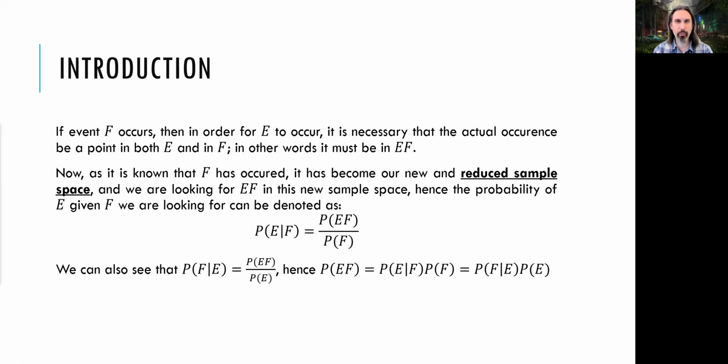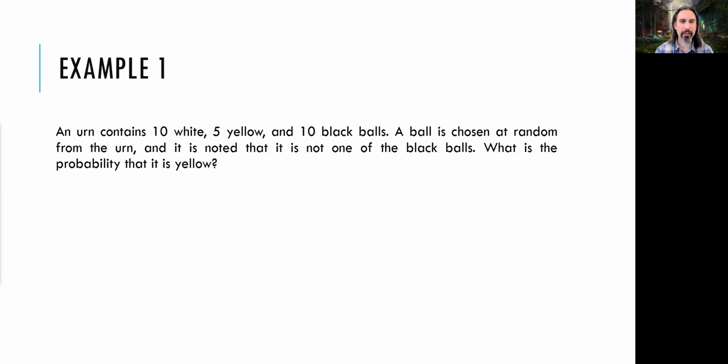So what can we do with conditional probability? For example, an urn contains 10 white, 5 yellow, and 10 black balls. A ball is chosen at random from the urn, and it is noted that it is not one of the black balls. So we have an urn with 25 balls. We pick a ball, and we say that it's not black. We don't know the color yet, but we know that it's not black. What's the probability that it is yellow?